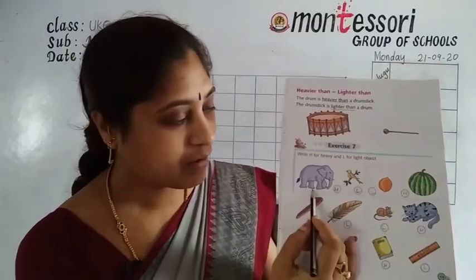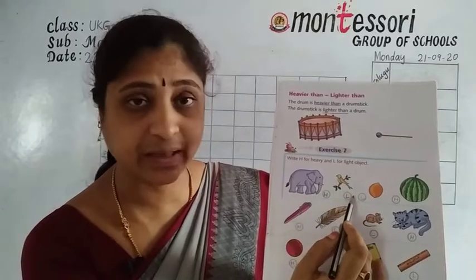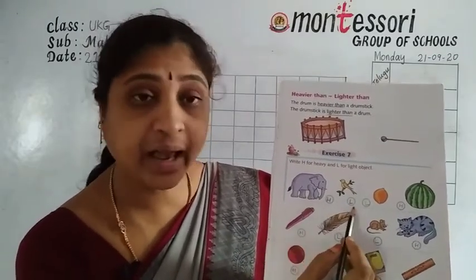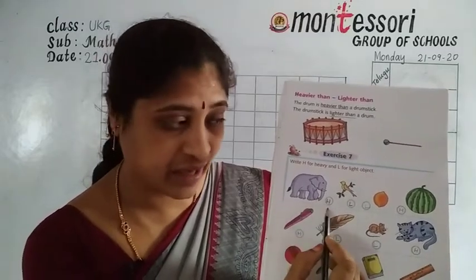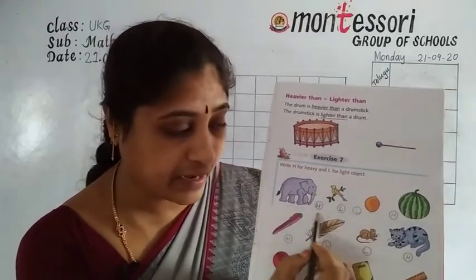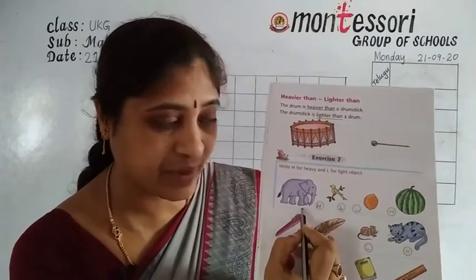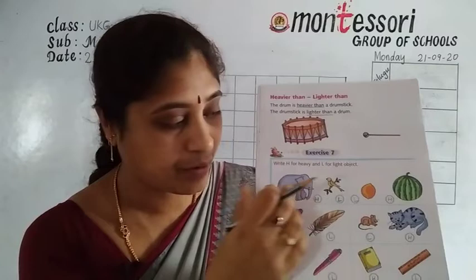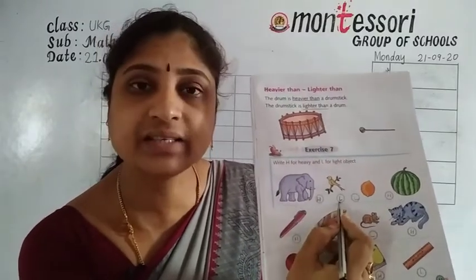Now here one animal, one bird. This one is the elephant, this one is the parrot. The elephant is heavier than a parrot. Yes or no? The elephant is heavier than a parrot. The parrot is lighter than an elephant. Means ఇది బరువు ఎక్కువగా ఉంటుంది elephant. Parrot బరువు తక్కువగా ఉంటుంది.